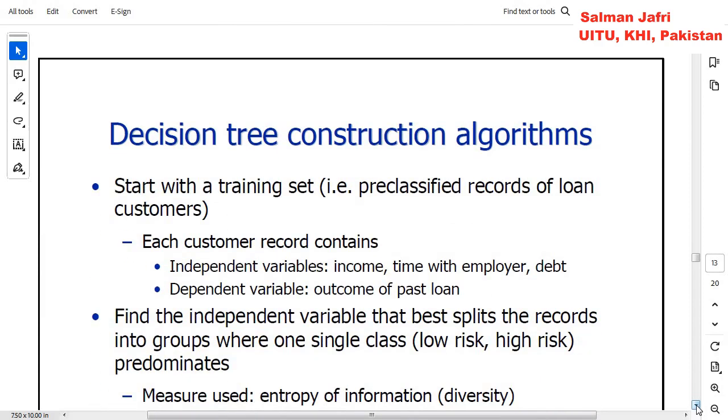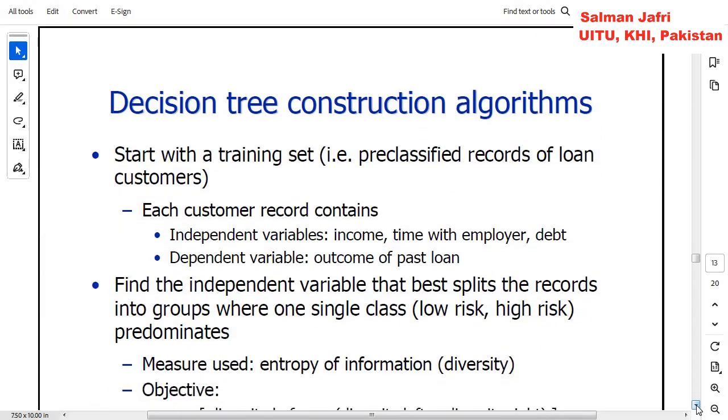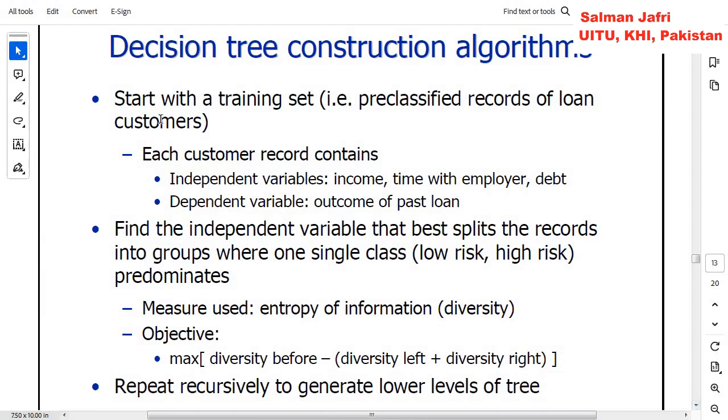So now look at the decision tree construction algorithms. How would we do that? We would start with the training set. And what is the training set? It's pre-classified records of loan customers. So what is basically a training set? It consists of records that have been classified previously.